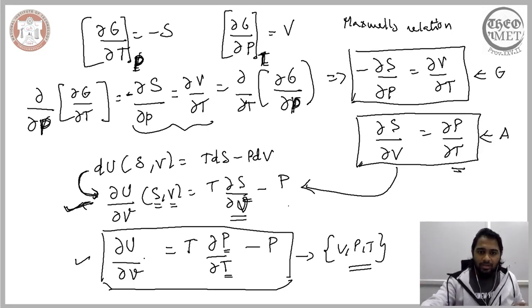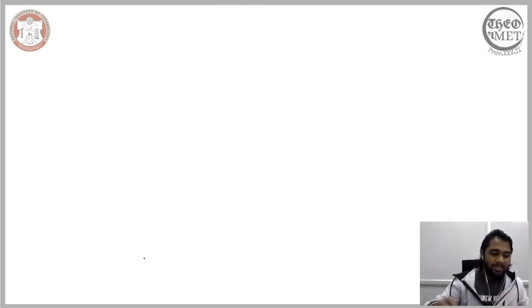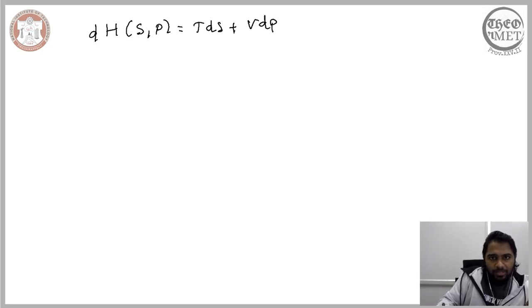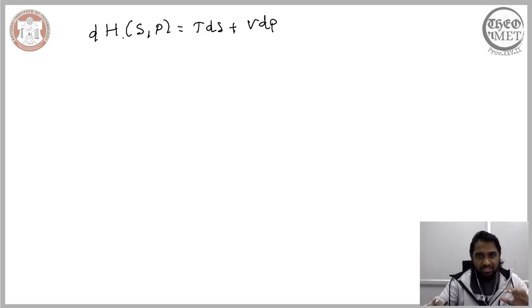Now there is another thermodynamic function that is dependent on the entropy, and that thermodynamic function is the enthalpy. So the enthalpy, similar to the internal energy, is also dependent on entropy and the pressure. So it is written as TdS plus VdP. So this is the expression for the enthalpy. Similar to the internal energy, we have this expression here.